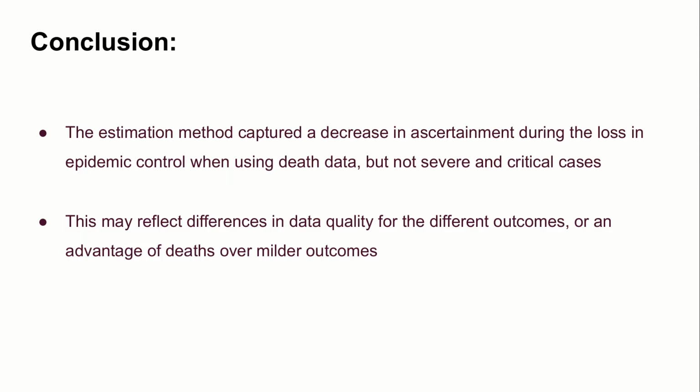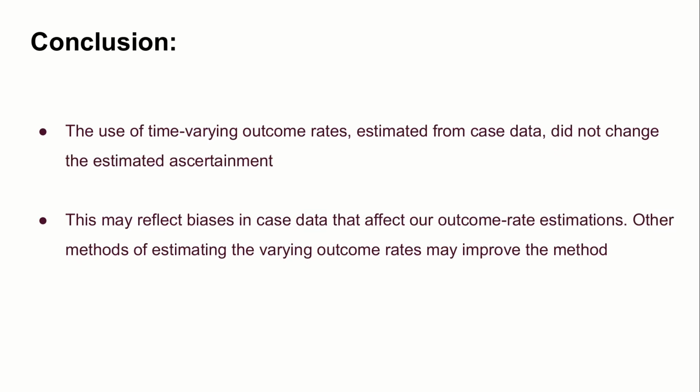In conclusion, the estimation method captured a decrease in ascertainment during the loss in epidemic control in Uruguay when adjusting to death data, but not when adjusting to severe and critical cases data. This may reflect differences in data quality for the different outcomes or an advantage of deaths over milder outcomes for this purpose. The use of time-varying outcome rates estimated from case data did not change the estimated ascertainment. This may reflect biases in case data that affect our outcome rate estimations. Other methods of estimating the varying outcome rates may improve the method.